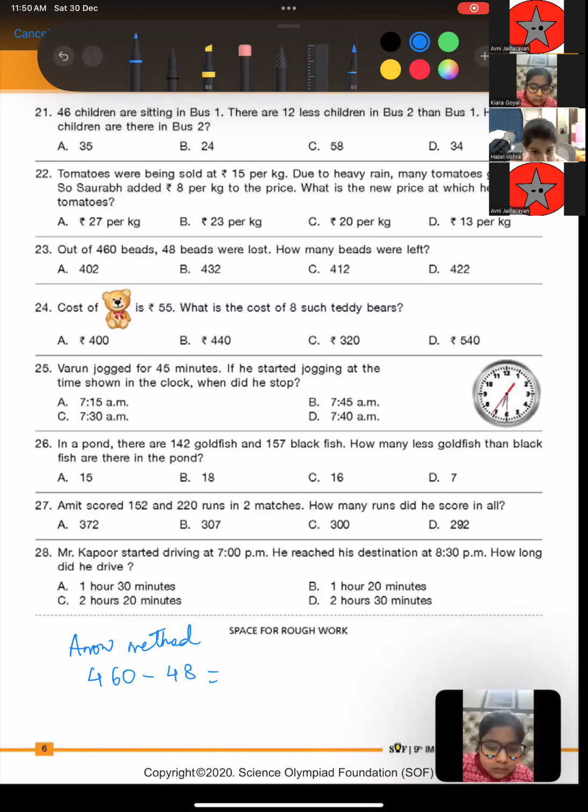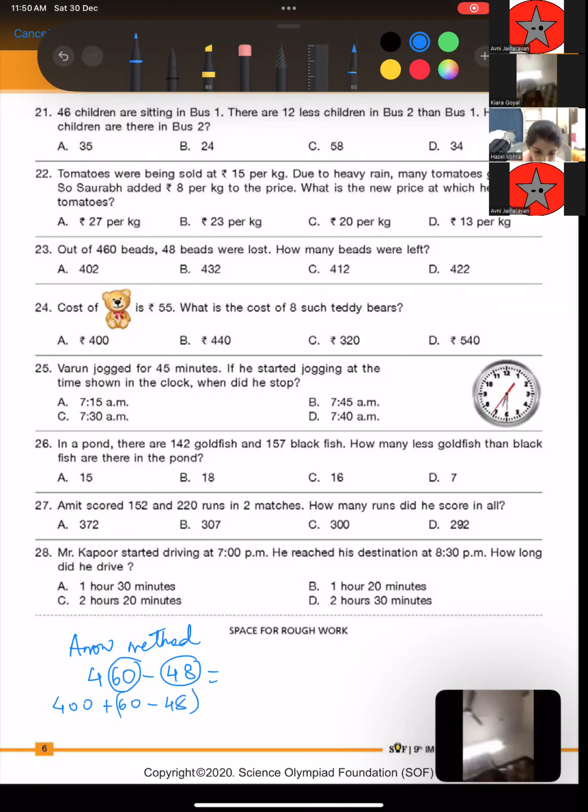Okay. Now, because 60 is quite larger than 48, I'm going to keep 400 aside. And then there is a 60, and then there is a 48. I'm going to concentrate only on these numbers. So 48. What am I going to add to 48 to make a 60?